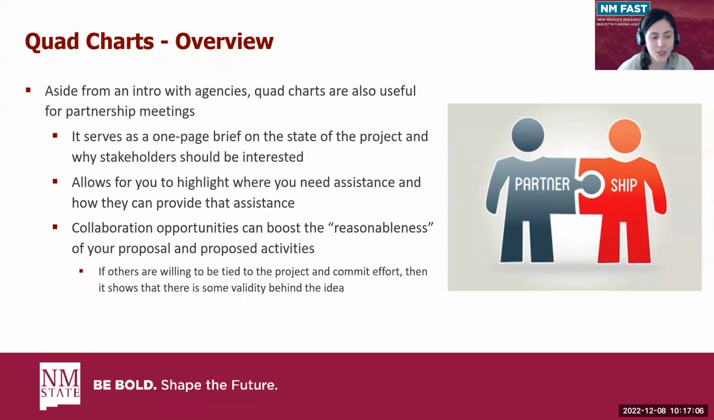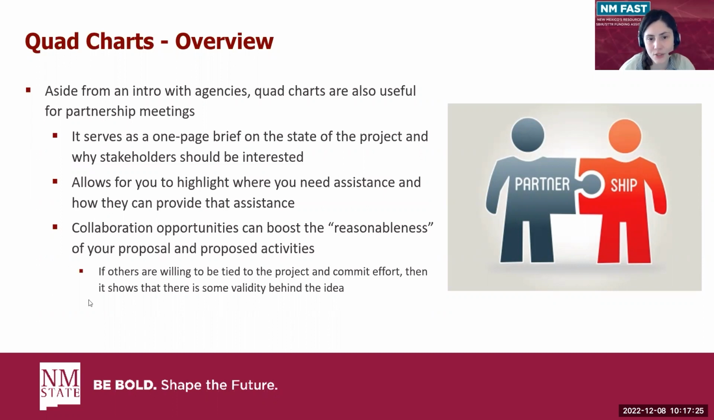Quad charts also allow you to highlight where you need assistance. So there's portions in there where you can talk about, hi, I have all of this. This is all that's set in place. But for example, if we're looking for a manufacturing partner, you can include in a quad chart, hey, this is a piece that we're missing. We need a little bit of assistance there. This is everything we have set up already. Would you be interested in being a partner there?